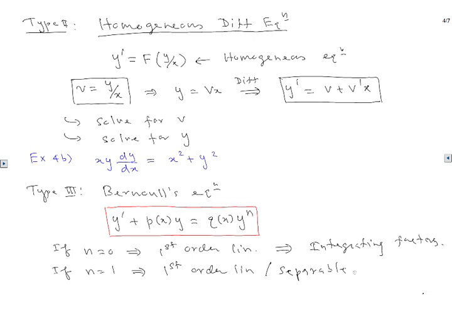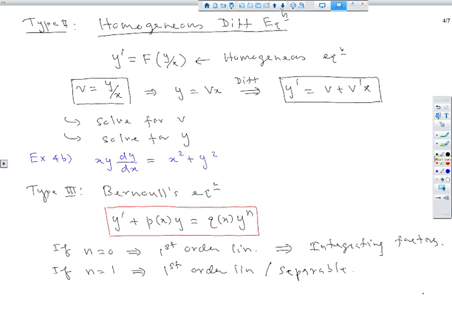So now the situation is, what if n is not equal to any of them? So let's talk about that. If n is not equal to 0 or 1, you can divide the two sides by y^n. Once you divide the two sides by y^n, you can write this equation as y to the minus n y prime plus p(x) y to the 1 minus n equal q(x). You can write it like that.